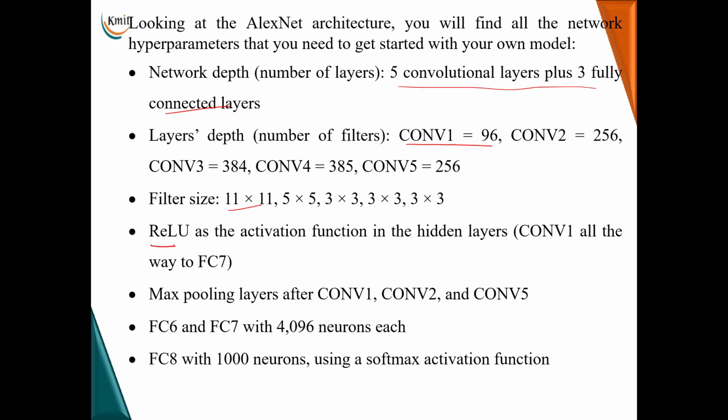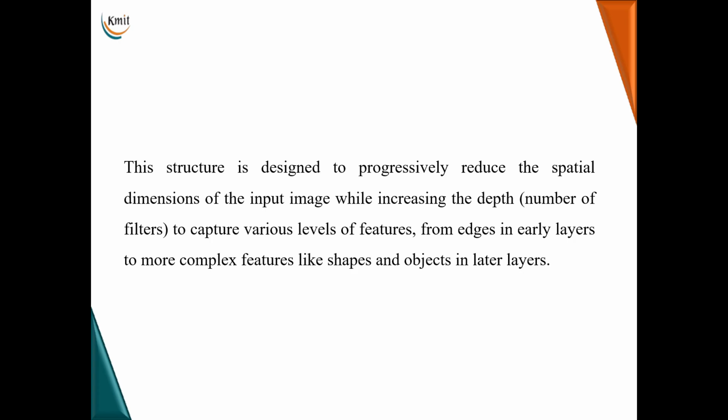ReLU is the activation function used in all the hidden layers. And max pooling is performed at the first, second and the fifth convolutional layer. These 2 fully connected layers have 4096 neurons and the output layer has 1000 neurons, which makes use of the softmax activation function. So this structure we have designed will progressively reduce the spatial dimensions of the input image while increasing the depth, that is, increasing the number of filters to capture various levels of features, from edges in the early layers to more complex features like shapes and objects in the latter layers.